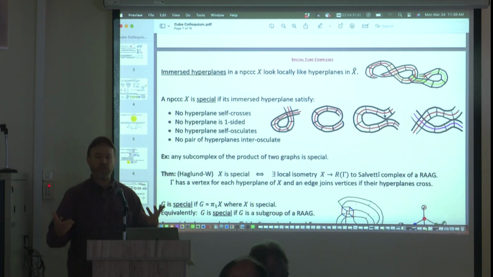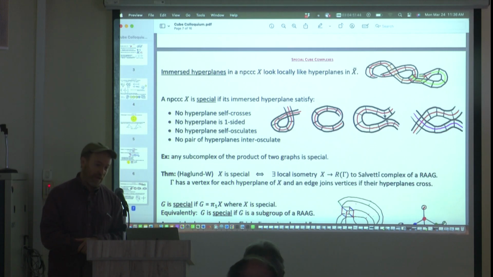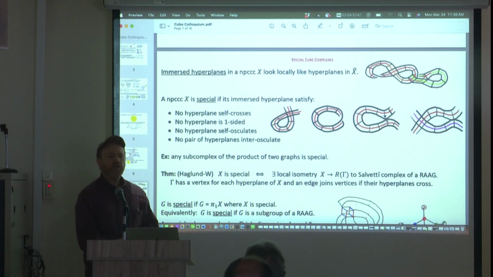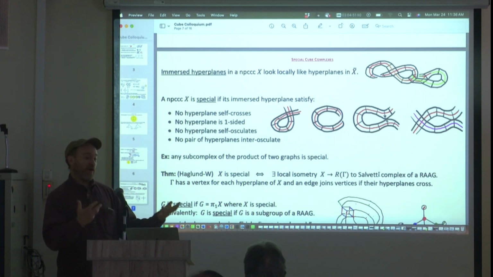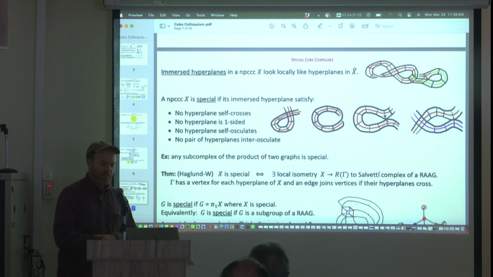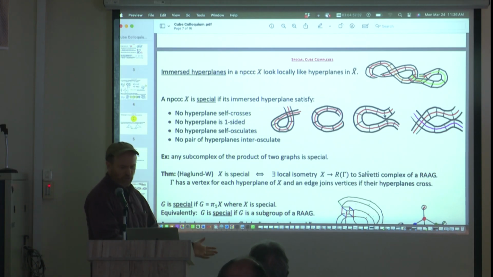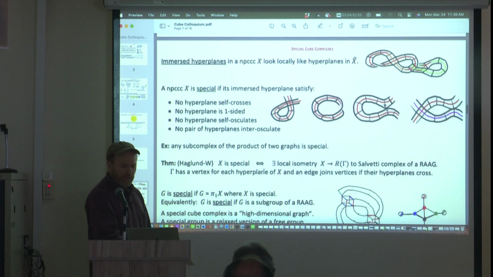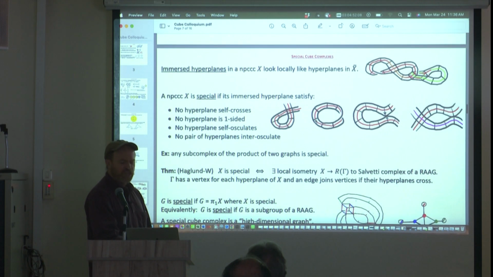Maybe you already accepted that there's a locally CAT(0) metric, and a local isometry really means that you have metrics on these two cube complexes, and this combinatorial map is actually a local isometry between them with these local metrics in mind. But there's a very sweet combinatorial definition as well. In any case, what it meant was that somehow there's this bridge from cube complexes to these right-angled Artin groups through this notion of a special cube complex, a cube complex whose immersed hyperplanes are very organized.